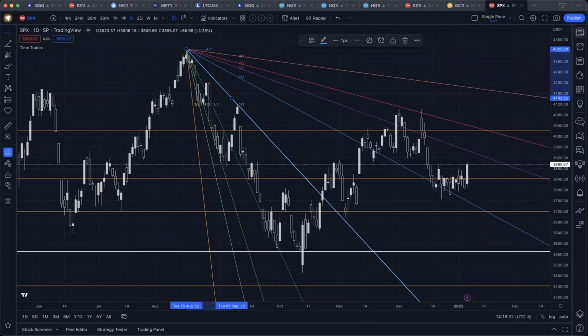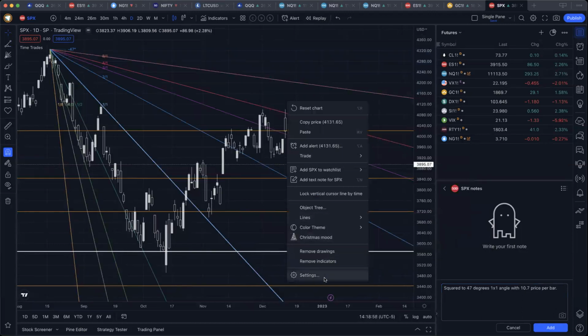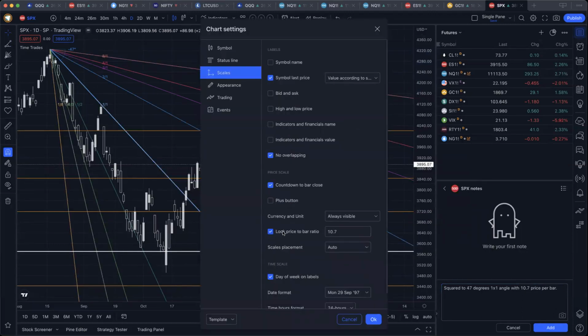Now, what I like to do next is make a note of this. So we're going to add a note here: squared to 47 degrees, 1 by 1 angle with 10.7 price per bar. I make a note of this because TradingView will lose that 10.7 number when you switch off fixed price, locked price to bar. So if I turn that off, then it will lose that number.